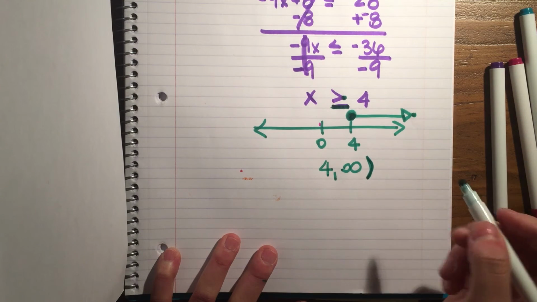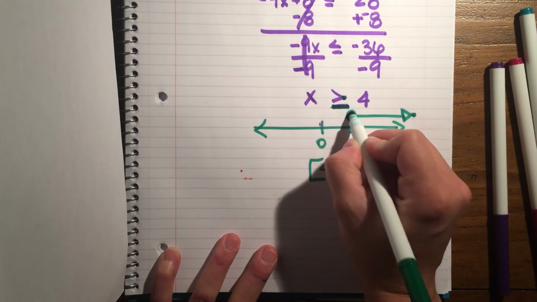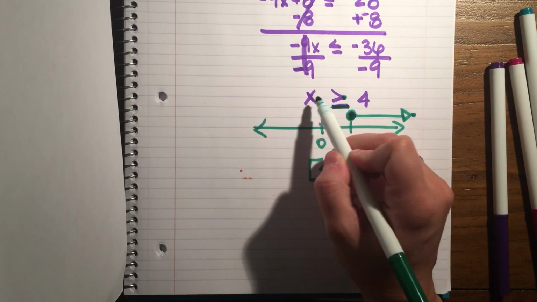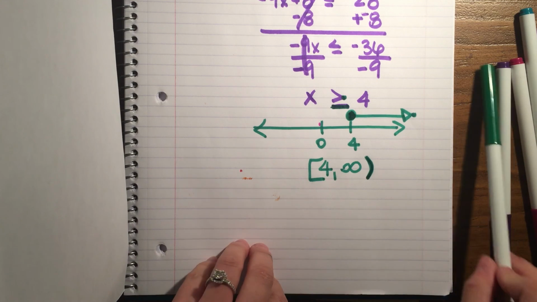Infinity is written with a rounded bracket, and the 4 is written with a square bracket because we have a closed circle, because 4 could be a possible solution. So we want to include it. So I'm going to go now in the next video over interval notation.